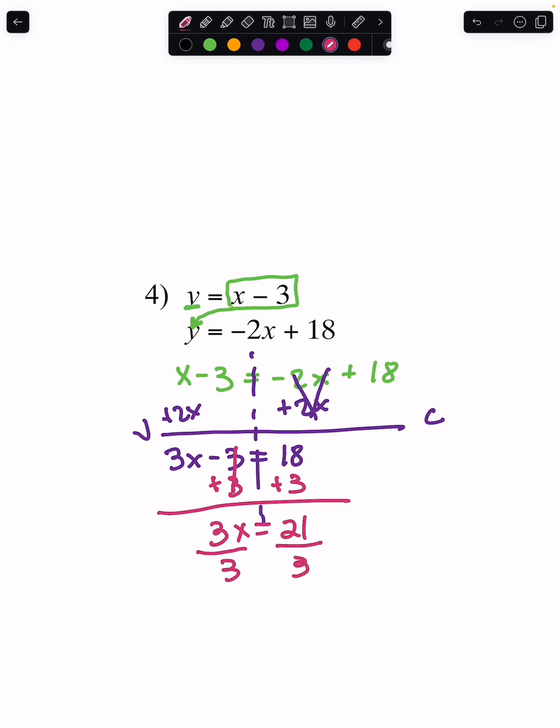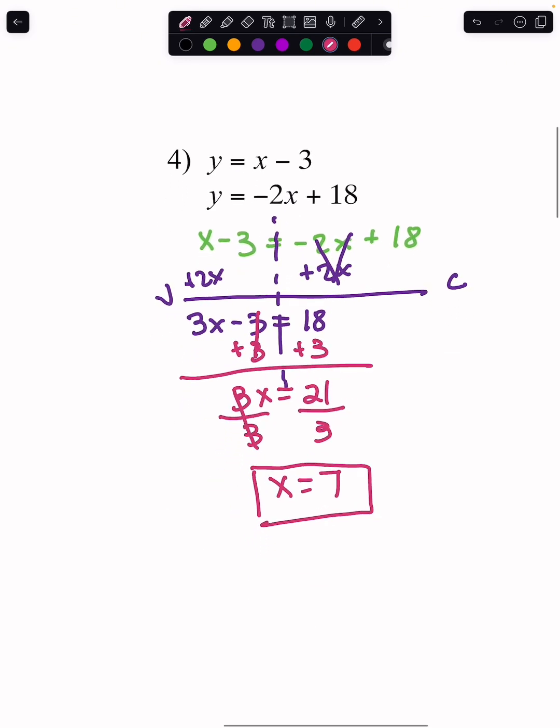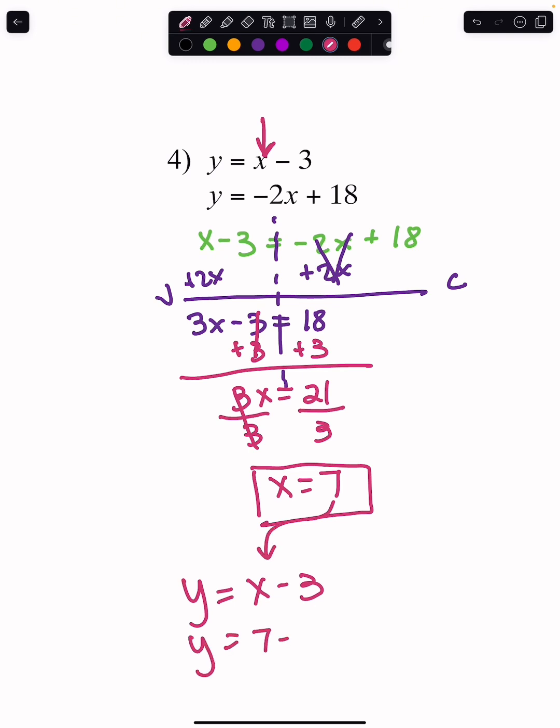X equals 7. Now I can plug that 7 into either of the two equations as long as it's the original. And because the top one seems a little bit easier, I'm going to plug this 7 right here. So I'm going to rewrite the equation. Y equals x minus 3. And we know the x right here is going to go there. So y equals 7 minus 3. In other words, y equals 4. So my point is 7, comma 4.